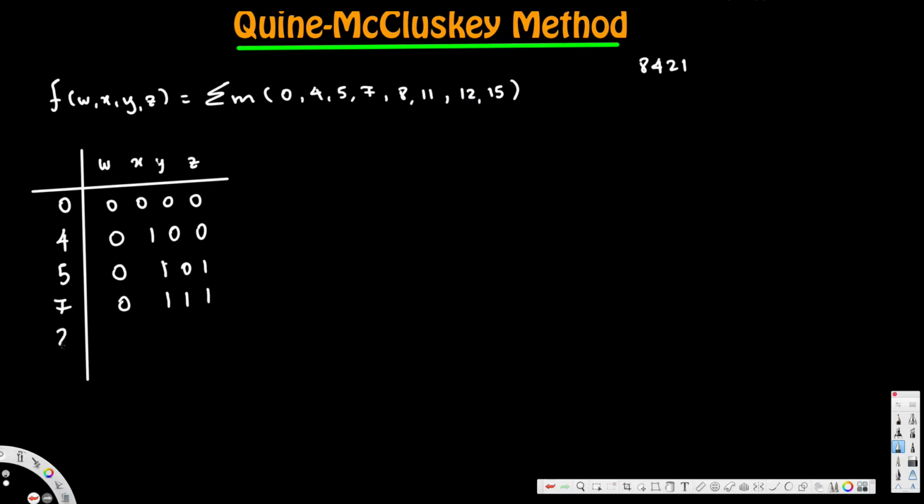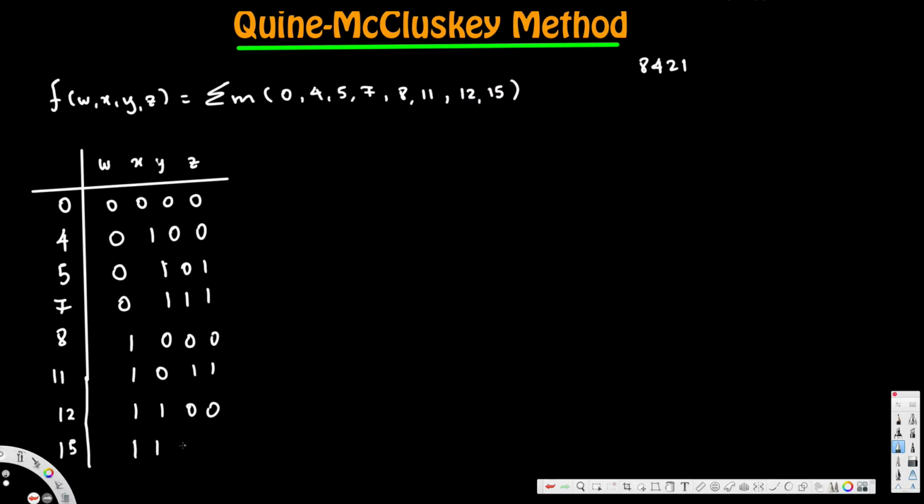and 8 is 1, 0, 0, 0, and then 11 is what? We have 8 and 3, so 1, 0, 1, 1, and then 12 is 8 plus 4, that's 1, 1, 0, 0, and then 15 is 1, 1, 1, 1. 8 plus 4 is 12, 12 plus 2 is 14, plus 1 is 15. So all of them are going to be 1.